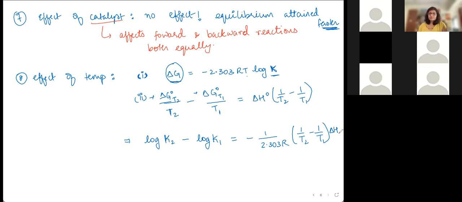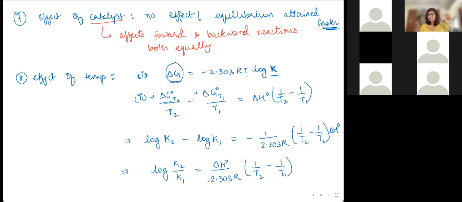Okay, so this delta H naught. This is essentially the relation between the equilibrium constants at two different temperatures, T2 and T1. So using the law of logarithms, mathematical changes, you can write this as log of K2 by K1 is equal to delta H naught divided by 2.303 R into 1 by T2 minus 1 by T1.